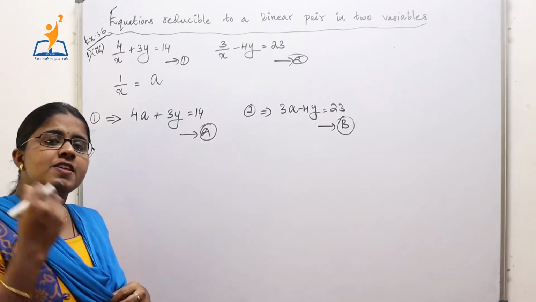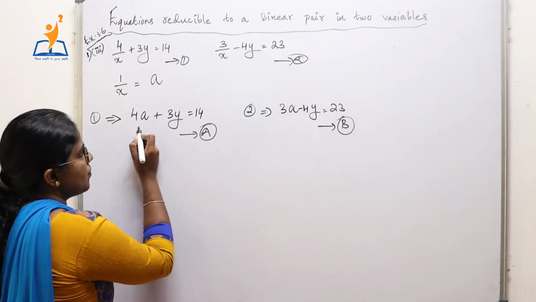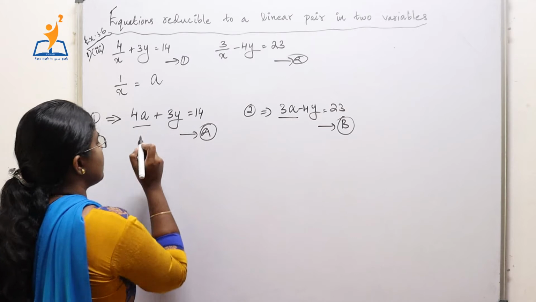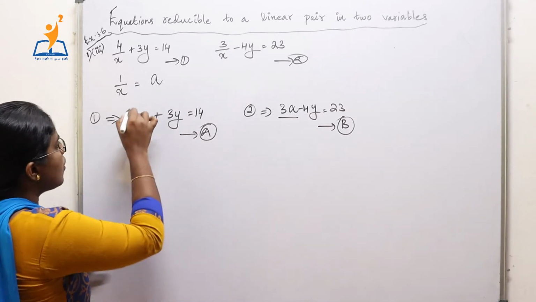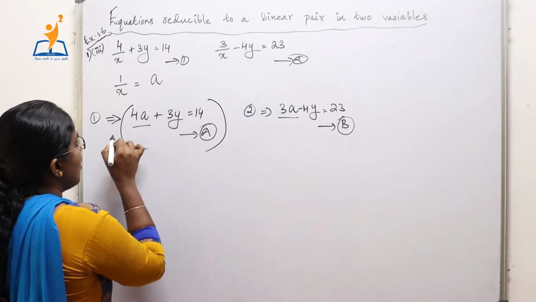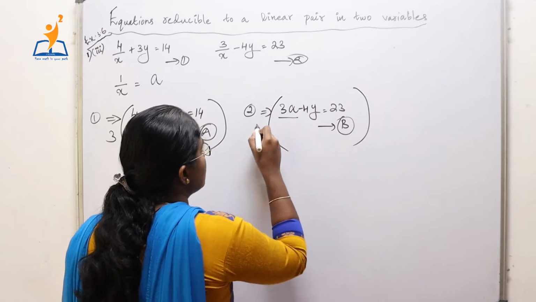Now we want to find the solution for this pair of linear equations in two variables. So let's solve this by elimination method. Here we have the coefficient of a as 4 and here we have the coefficient of a as 3. So in order to make both the coefficients the same, I am going to multiply equation A throughout by 3 and going to multiply equation number B throughout by 4.